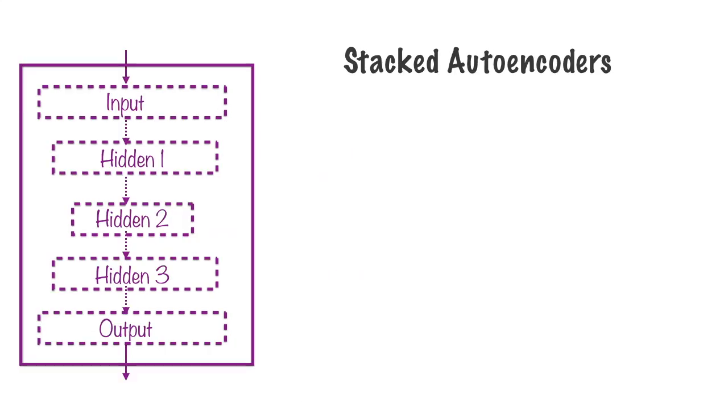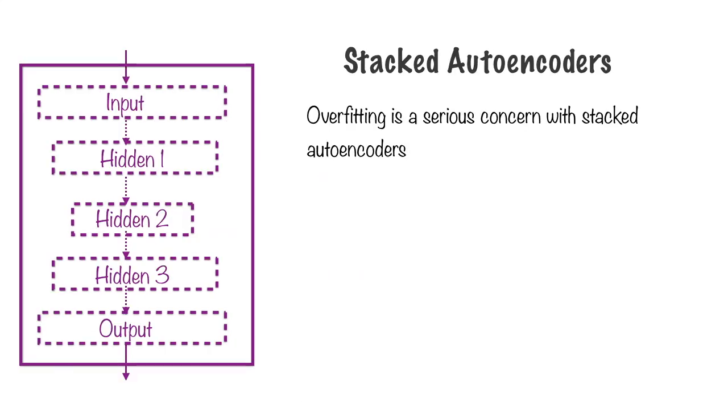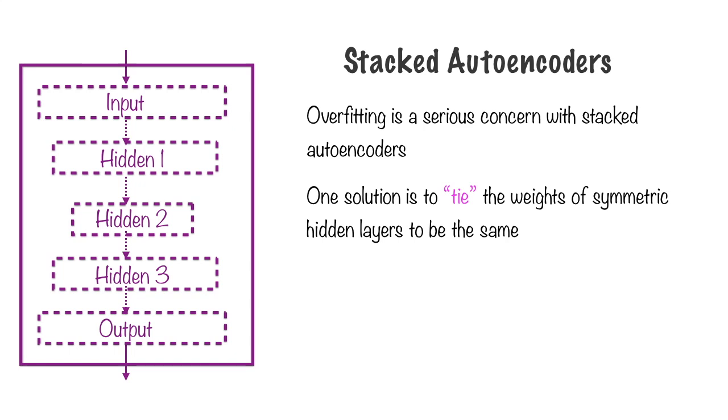Just like we studied with other deep neural networks, overfitting is a serious concern with stacked autoencoders. So, when you construct the architecture of your autoencoder, make sure that you don't overdo the stacked layers. There are several solutions specially suited for autoencoders to mitigate this problem of overfitting.